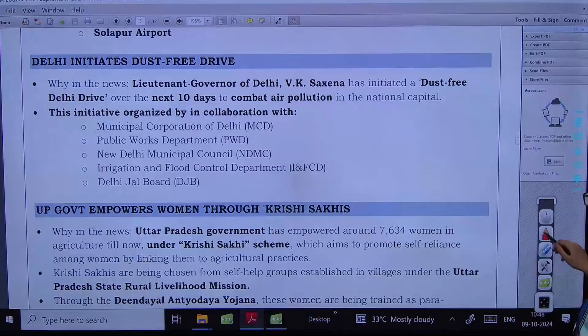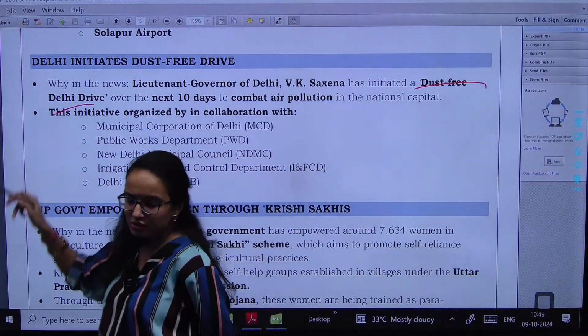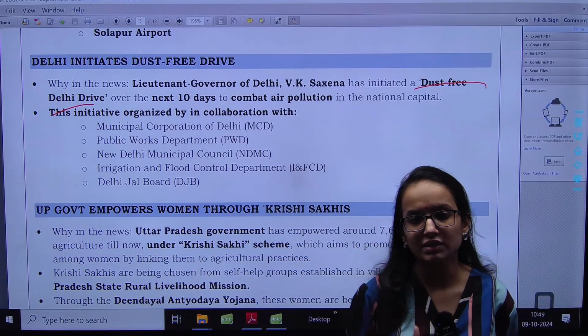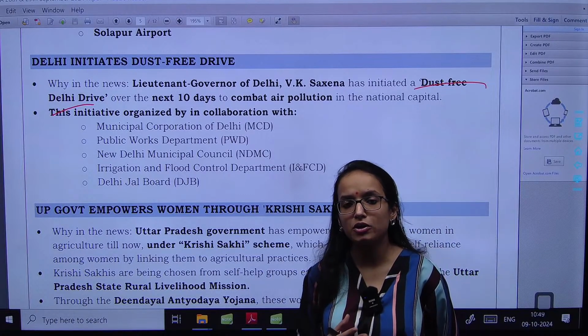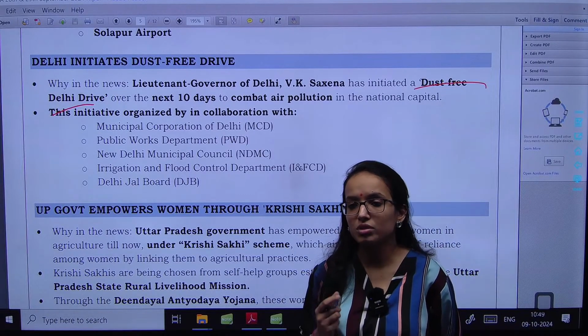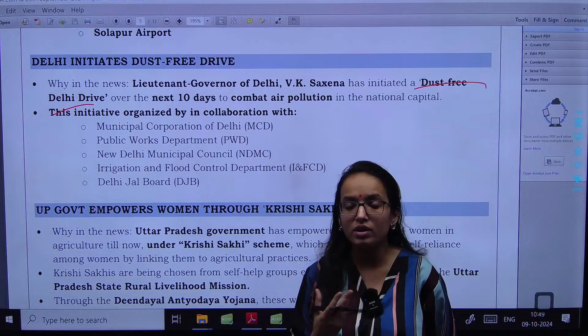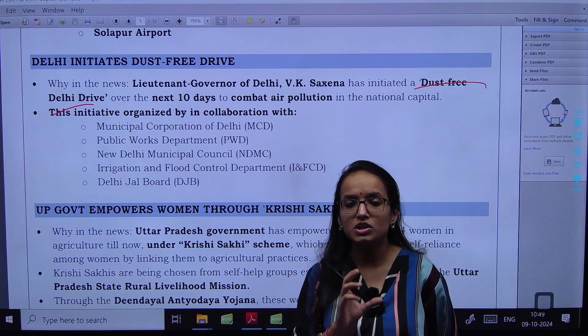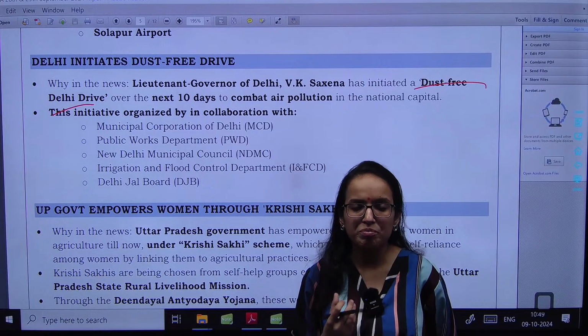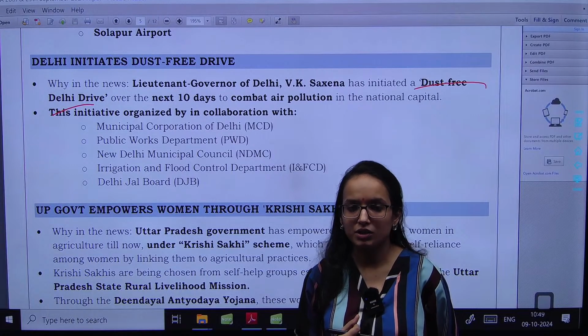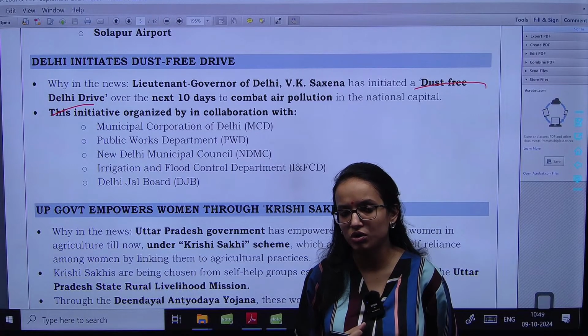Next, let's see. The Lieutenant Governor of Delhi, V.K. Saxena, has initiated the Dust-Free Delhi Drive. Now, you know that winters are on their way, and in winters you have seen the Delhi government imposing a ban on construction activities, because in winters you have a lot of smog. Dirt particles, fog and smoke contribute to the condition we call smog, in which a lot of people face difficulties in breathing, and asthmatic people also have difficulties. So it is actually dangerous for your lung health.